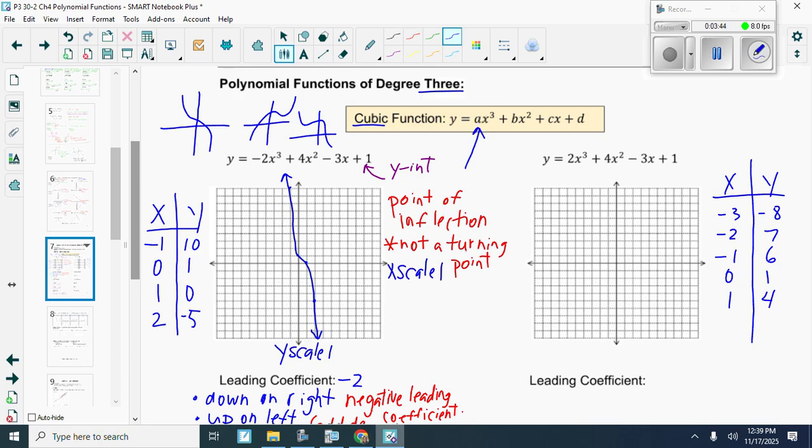Okay, and then I want you to plot those. So -3, -8, -2, +7, way up here. -1, 6. 0, 1, 1, 4. Okay, so these are the points that we have so far.